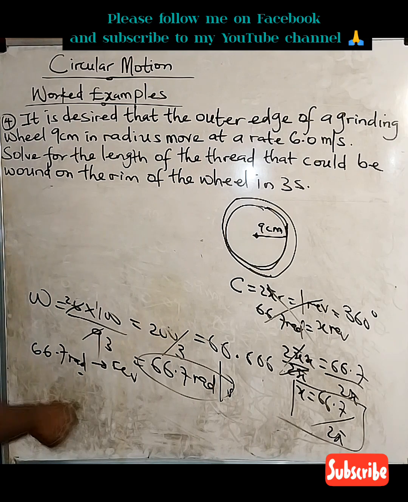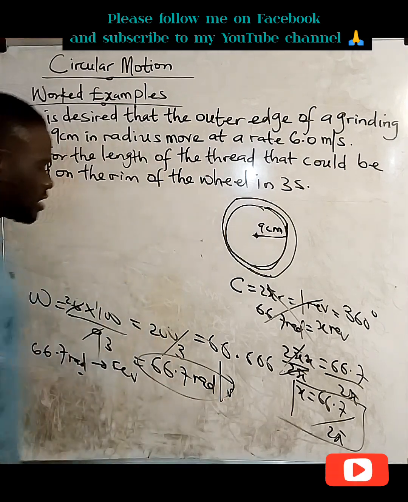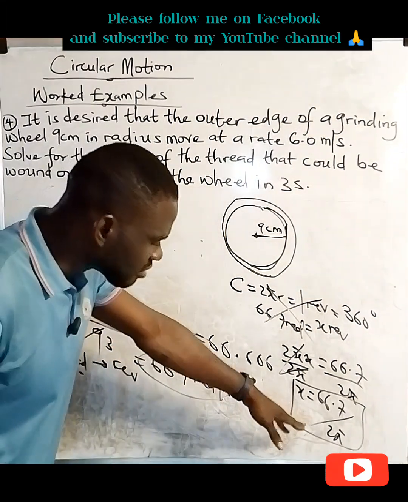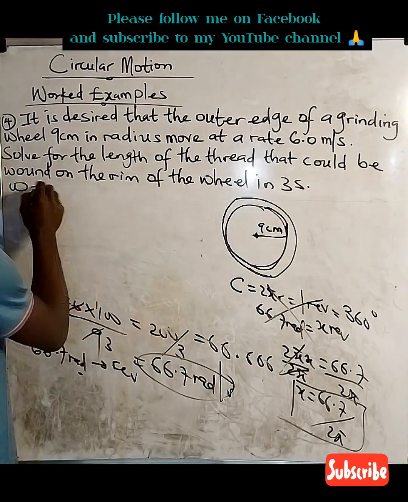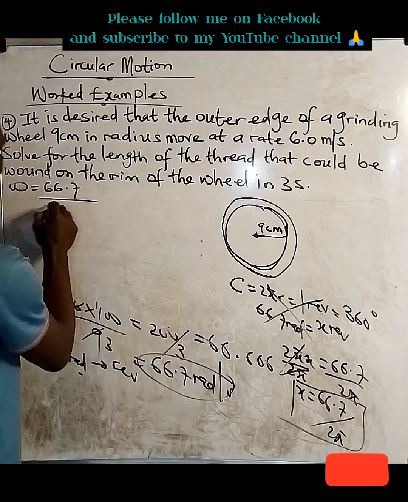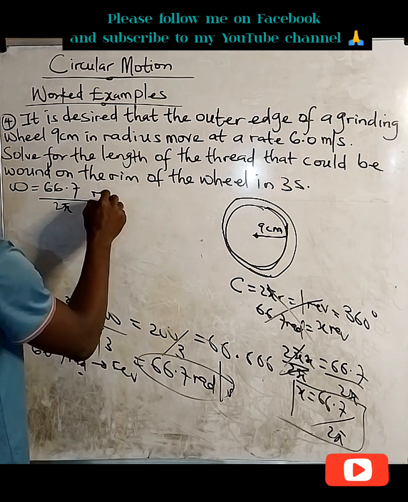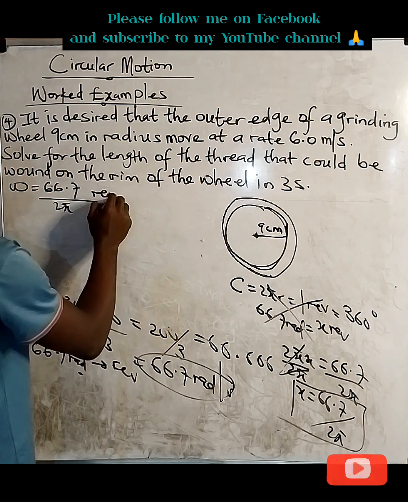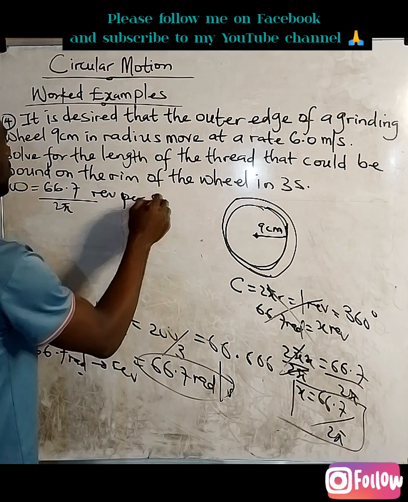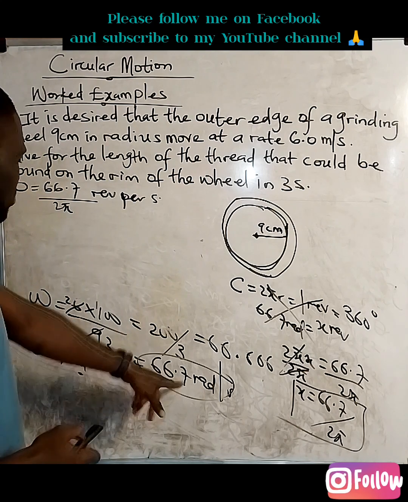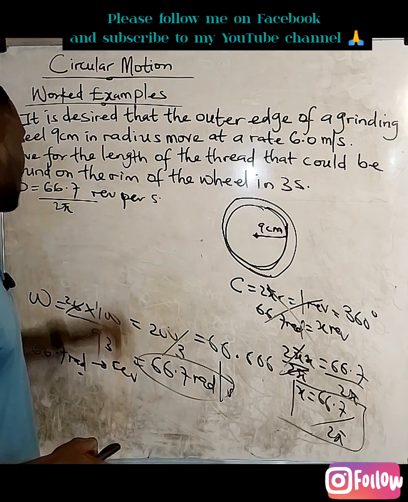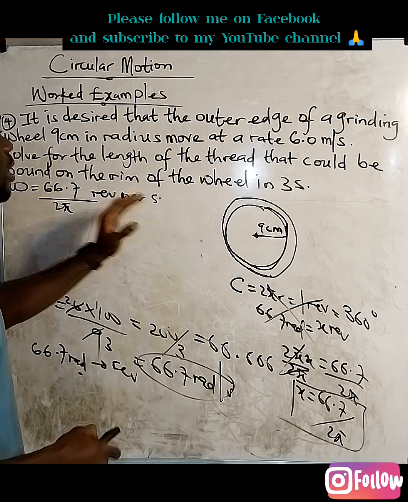So we have this already. We have our angular speed in the new format: 66.7 divided by 2 pi revolutions. That's what we have per second, and we use it here. Don't forget, it was 66.7 rad per second, but now it's 66.7 over 2 pi per second.